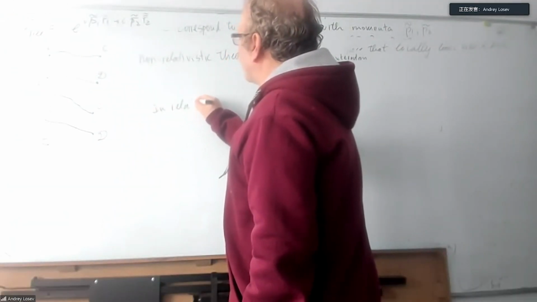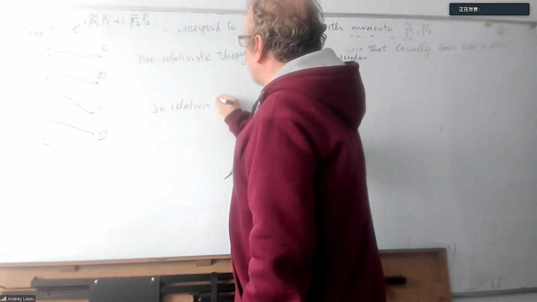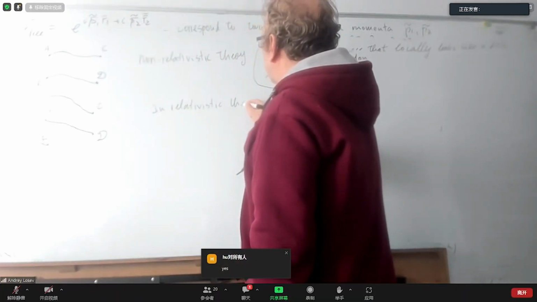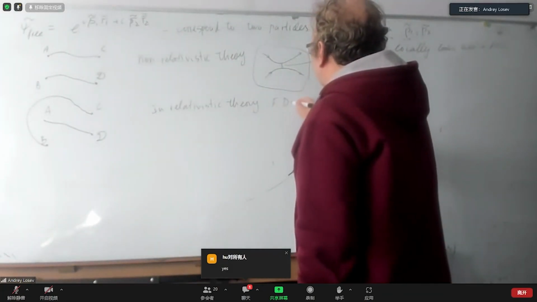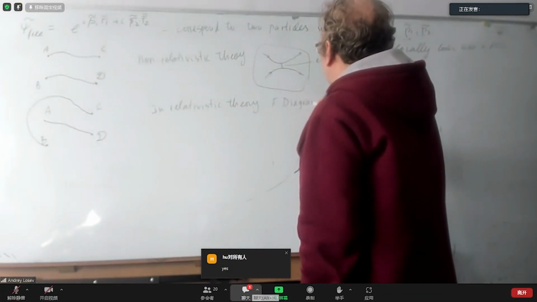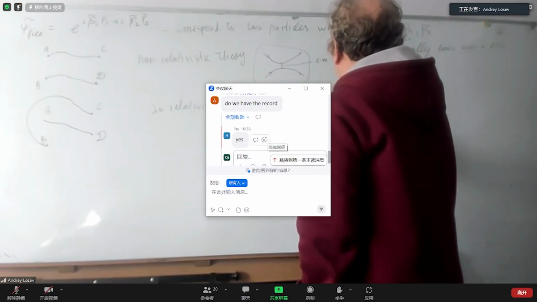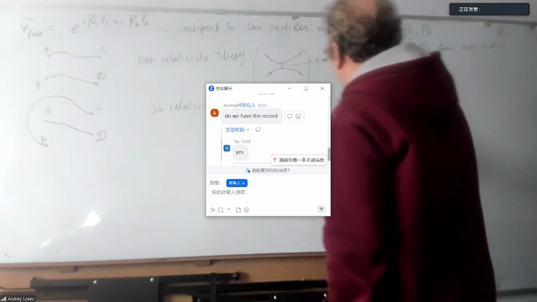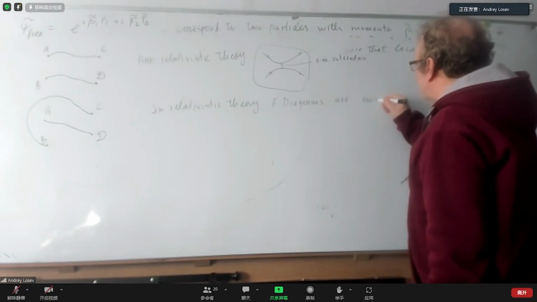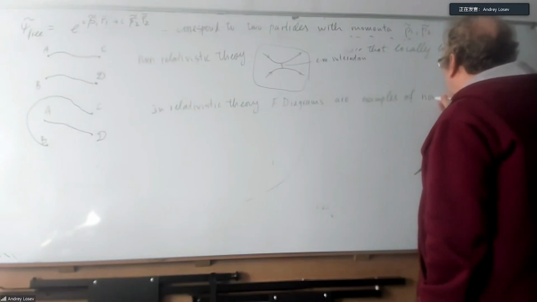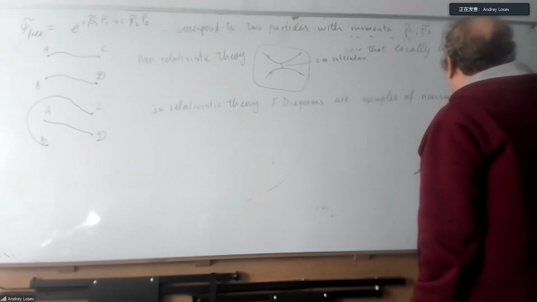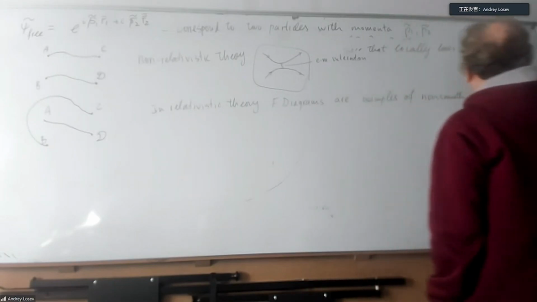In relativistic theory, Feynman diagrams are examples of non-smooth cobordisms.